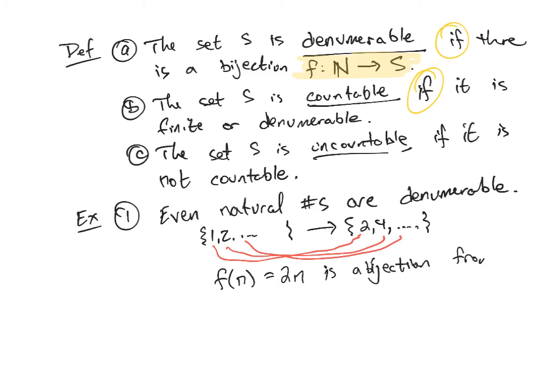from N to the set of even positive integers. That was enough to show that they are denumerable. Okay, any questions on that example?